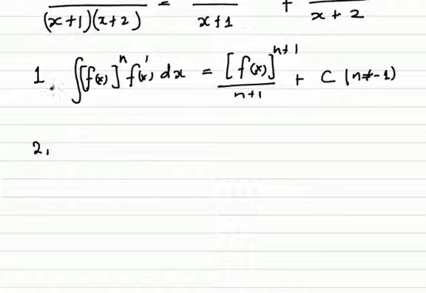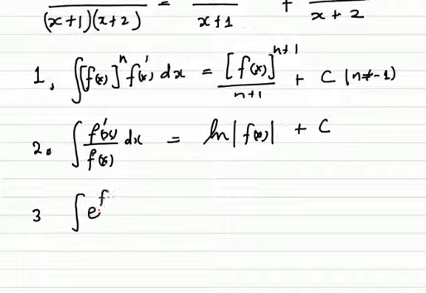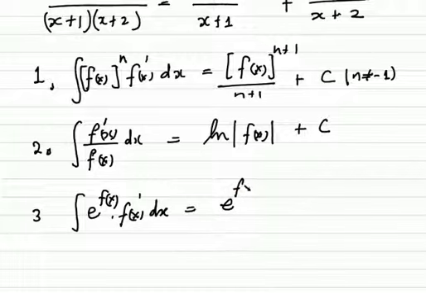And two, the logarithm. This is the power rule form; then the logarithmic form, when n is minus 1, f prime of x over f of x dx, would be ln of f of x plus c. And then you get three, the exponential form of integrals, e to the power of f of x multiplied by f prime of x dx. You know that this is equal to e to the power f of x plus c.